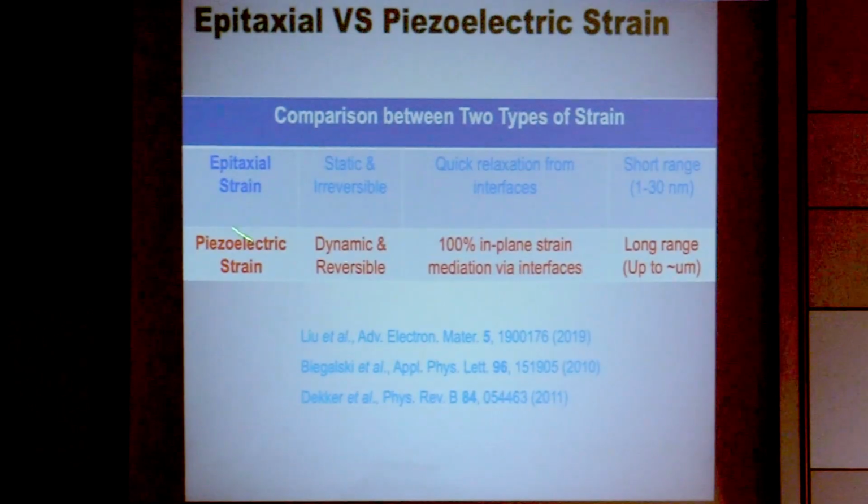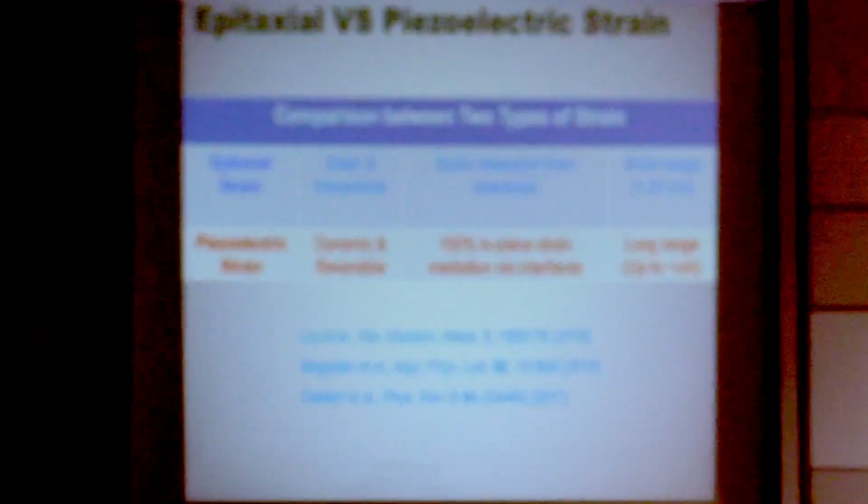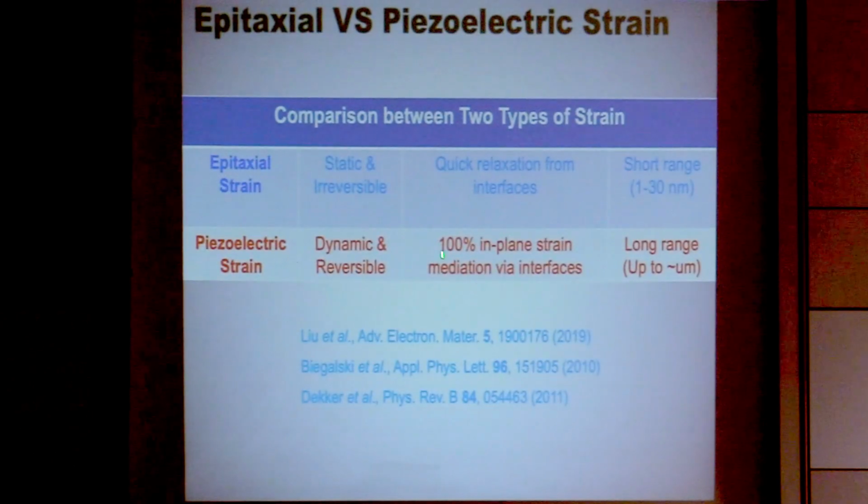And finally, I would like to make a common remark on the so-called epitaxial strain versus piezoelectric strain. There are two kinds of strain in our thin films. For example, you have the so-called epitaxial strain that comes from the lattice mismatch between the substrate and the thin film. That's static and irreversible. It quickly relaxes from the interface, and typically its range is very short, just the interface region, around 1 to 30 nanometers, depending on the lattice mismatch. But the piezoelectric strain is dynamic and reversible, depending on the electric field you apply. And the strain transmission is almost 100%.